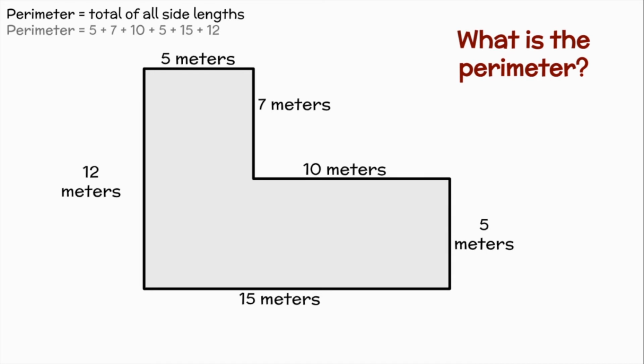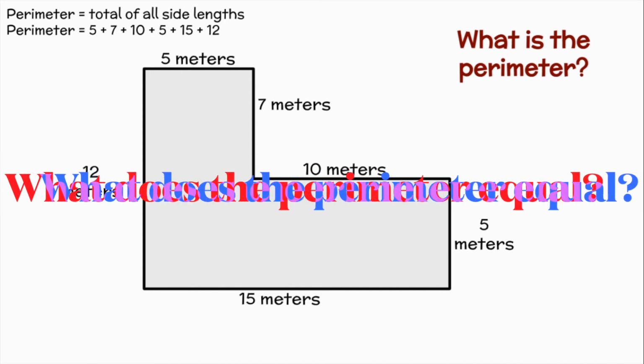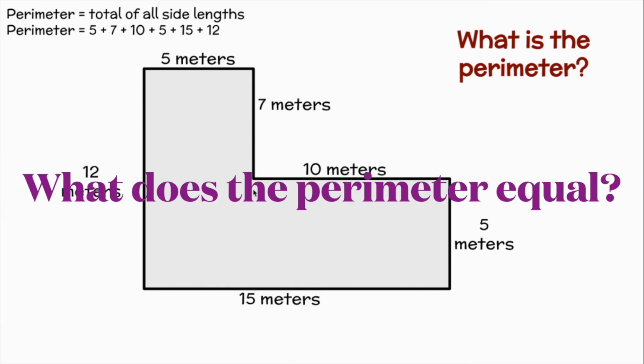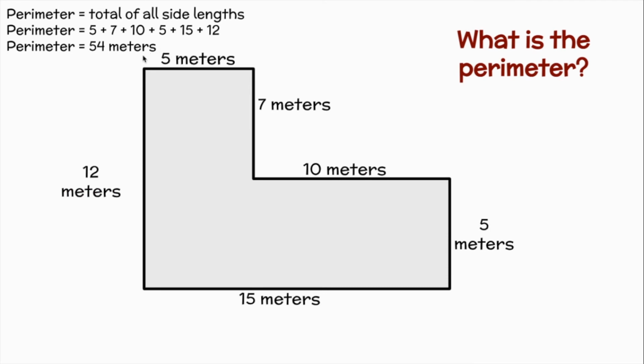We're really just going to be doing 5 meters plus 7 meters plus 10 meters plus 5 meters again plus 15 plus 12. And that's the whole thing. So we're just adding up all the side lengths. You got 54. So it's going to be 54 meters.